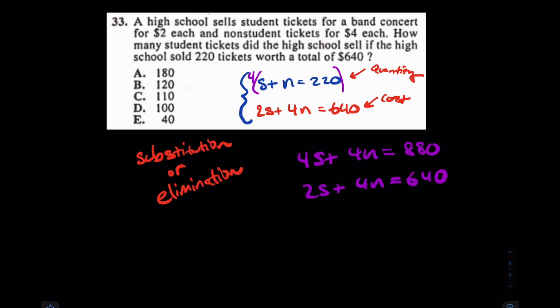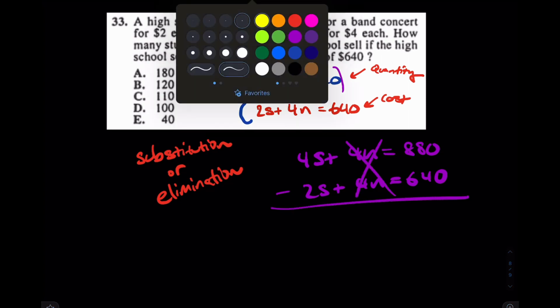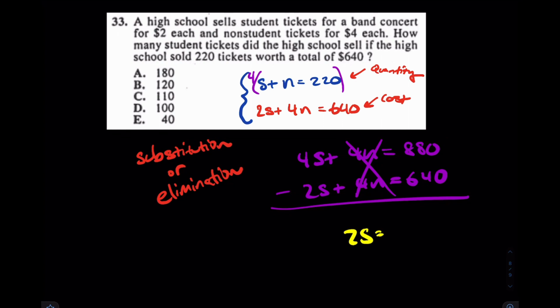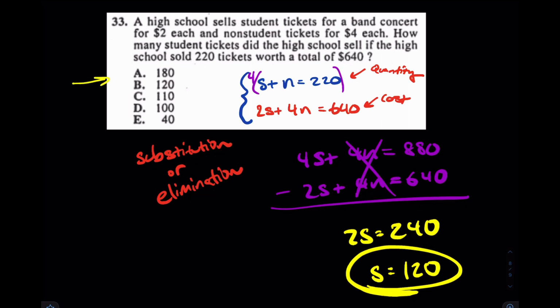At which point you should understand that we can subtract straight down and eliminate the ends. At which point you should see that we have 2s equals, what is that? 240. S is equal to 120. Done. The answer is B.